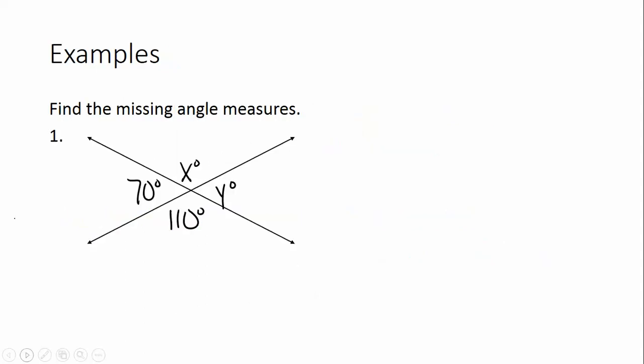So here we want to find the missing angle measures. We can do a whole lot with angles, lots of problems that can be solved. So remember, intersecting lines form vertical angles, and vertical angles are congruent. So angle X is 110, and Y is 70. So you kind of look across from one another, and those are what are congruent.